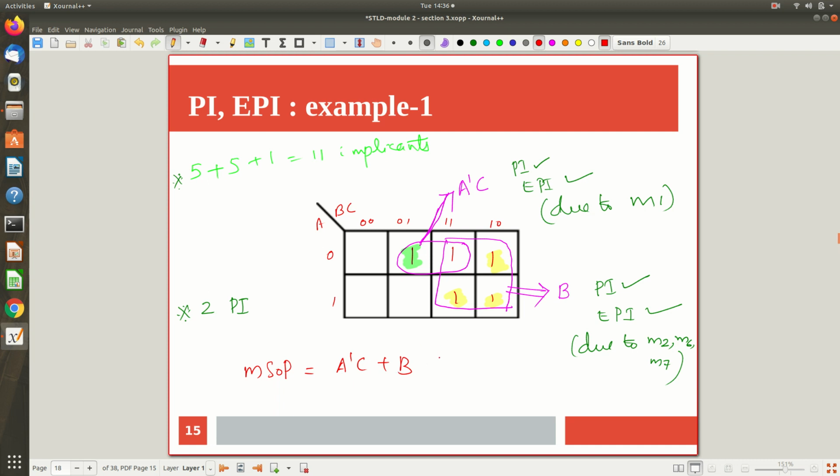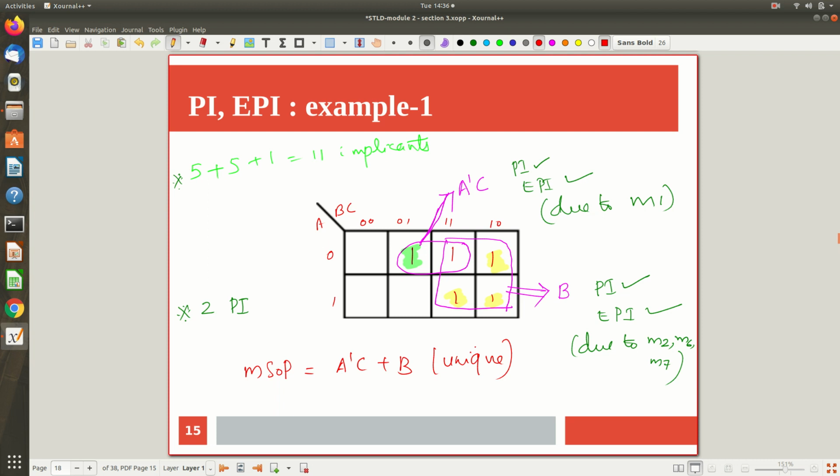So this is unique, right? Here you are getting a unique minimum sum of product because the essential prime implicants alone cover all the ones in the particular K map. You don't have to depend on any other prime implicant. So it's fine, right? That's about it. We will see more examples.